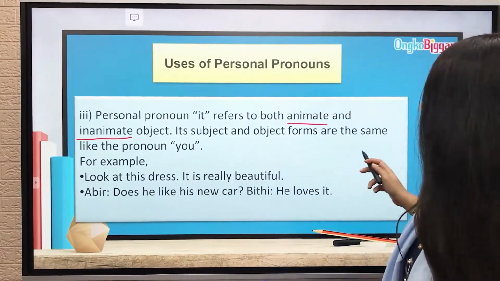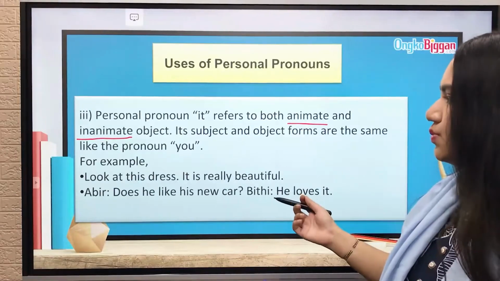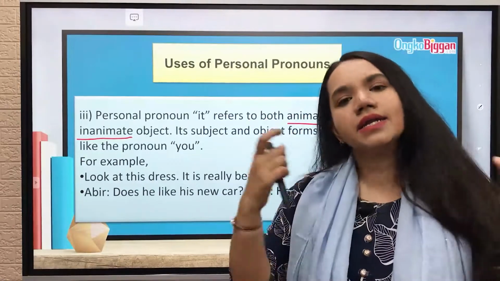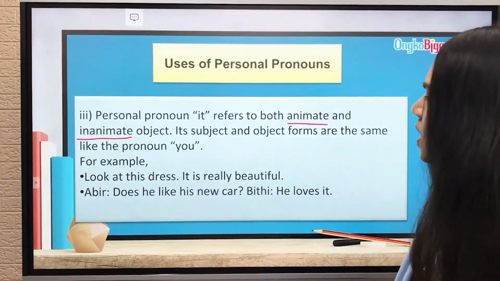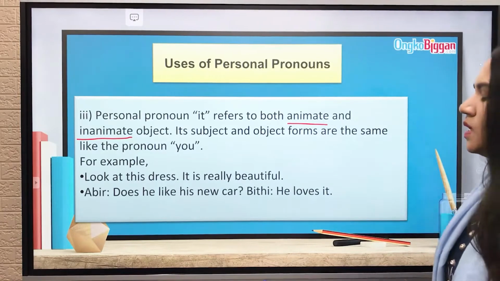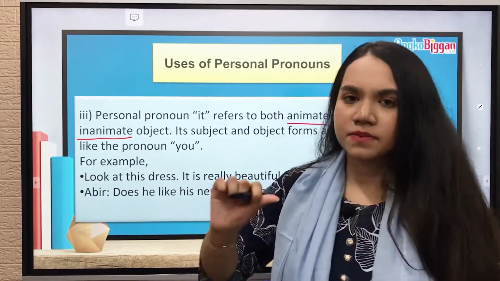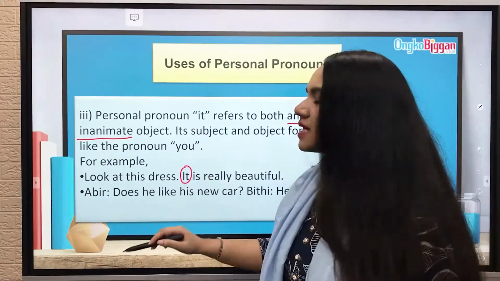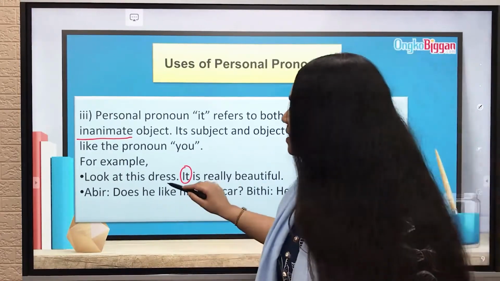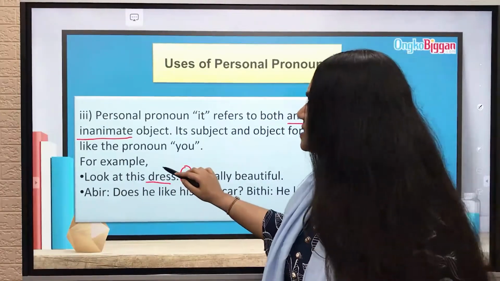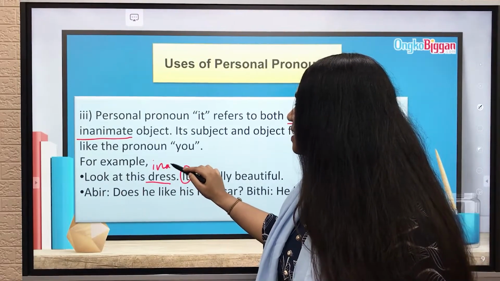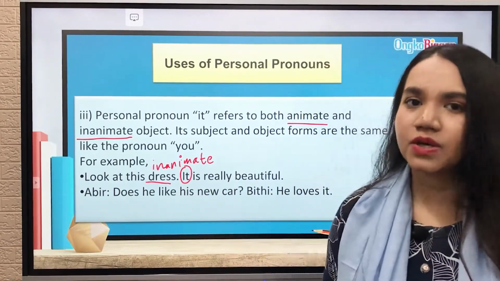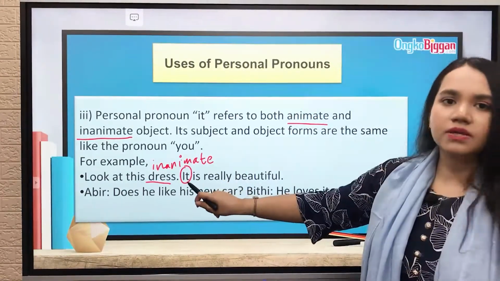Now, its subject and object forms are the same, like the pronoun you. Just like the pronoun you, it is the word it as a subject and it as an object. So let's look at this example. "Look at this dress. It is really beautiful." "Look at this dress" is the first sentence and "It is really beautiful" is the second sentence. In the second sentence, the word it is actually replacing what noun? The noun is dress. Of course, a dress is an inanimate object because a dress does not have any particular gender. So I will be using the word it.